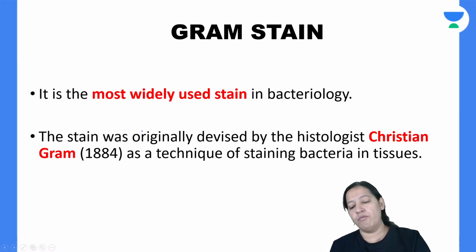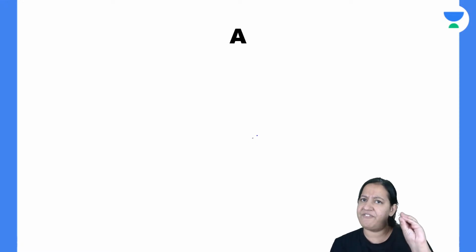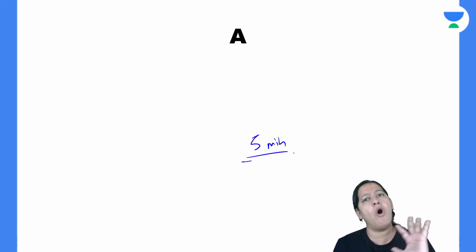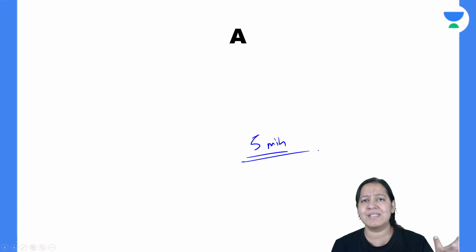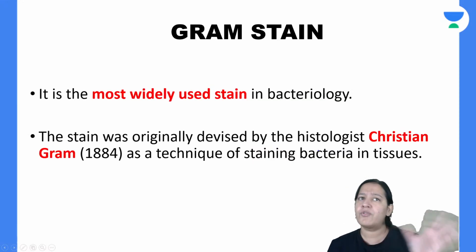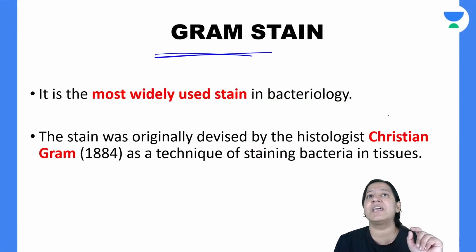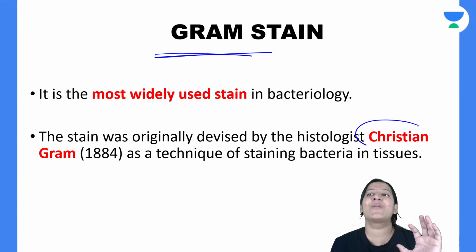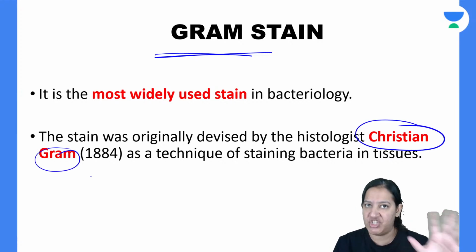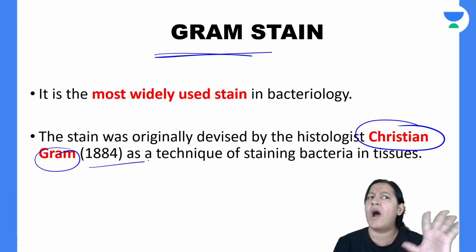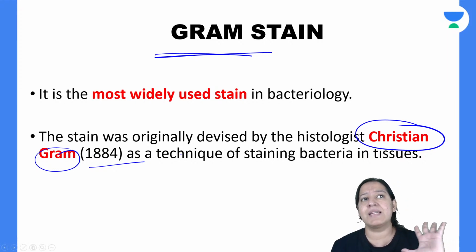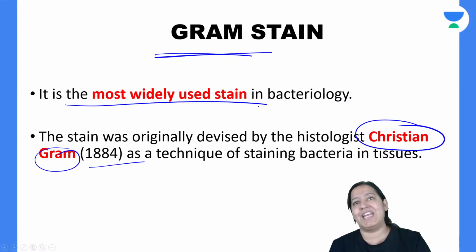So I will give you an overview of all stains here. Just in 5 minutes, I will give you an overview of all stains: Gram stain, acid fast stain, Albert stain. Then we will come to the next question. So gram stain. Why is gram stain known as gram stain? Because it was discovered by a scientist known as Christian Gram, in 1884, 100 years ago. It is the most widely used stain in bacteriology.